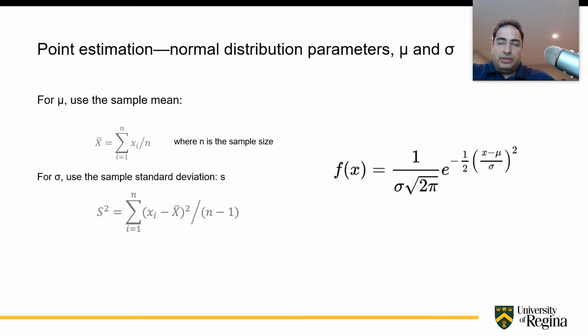So one way to get an estimate of this distribution is point estimation. Point estimation is trying to get the mu and sigma by using the mean of the samples for mu, and using the sample standard deviation S, using this formula, and then you just take the square root of it. So this is the variance. So what are we talking about here?